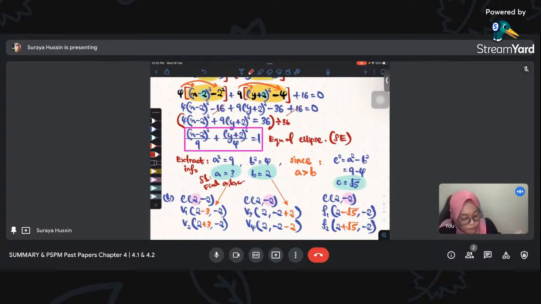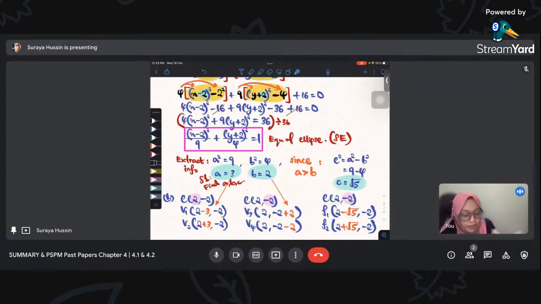Sebab dari situ barulah you boleh cari vertices ni ha. V1, V2, V3, V4, F1, F2. Dan all of this V1, V2, V3, V4, F1, F2 akan sentiasa rujuk apa? Rujuk center kita. Dia akan sentiasa rujuk center. Jadi you all kena make sure yang you pandai cari A, B, C dulu. Dah cari A, B, C, barulah pandai cari selebihnya.